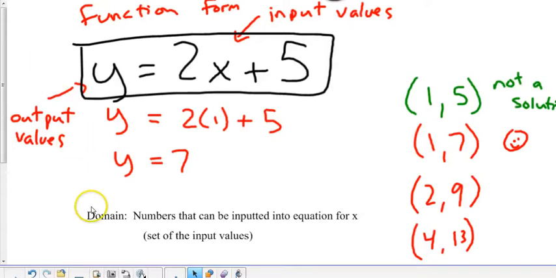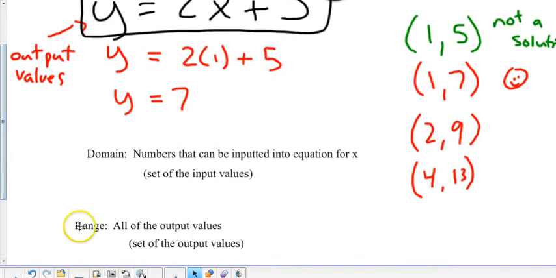The vocabulary word domain. The domain is all of the numbers that can be inputted into the equation for x, if that's my input variable, which most of the time it will be. So the set of all the input values is the domain. And the set of all the output values is called the range. I think you've heard those two words before. Essentially, all the numbers I can put in are the domain, the inputs. All the numbers I get out as a result are the outputs, or the y values.